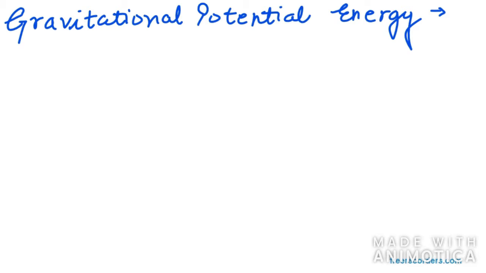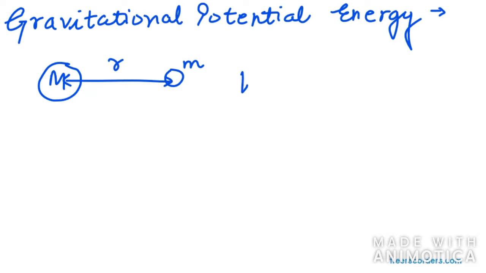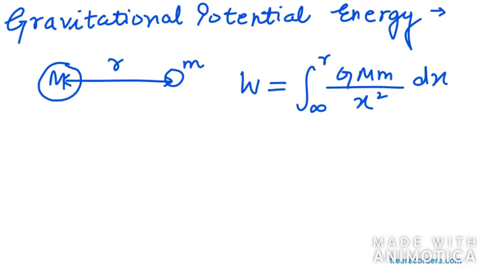Now, in this case, again we would be considering a bigger mass M and a small mass m, and the distance between them, let it be r. Now, as I said, it is equal to the amount of work done in bringing the body from infinity to the point against the gravitational forces. Now, this will be the work done, the integration from infinity to r. That's what the definition says: G M m over x square dx with respect to x.